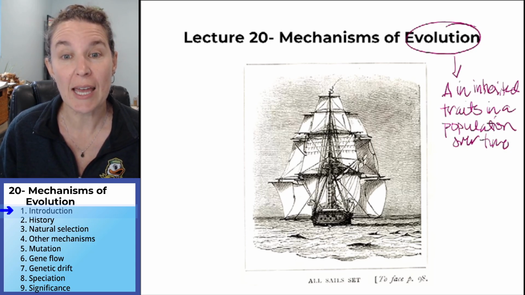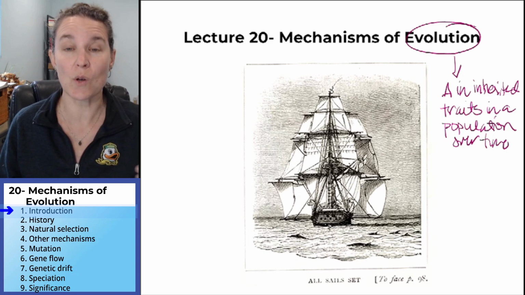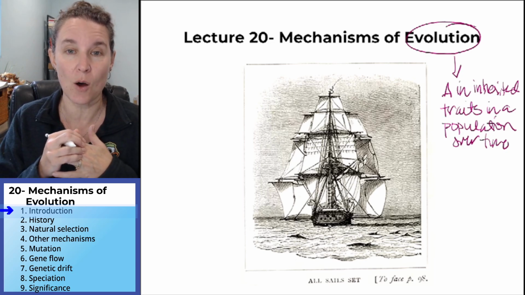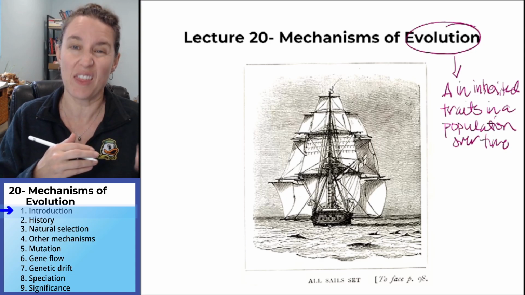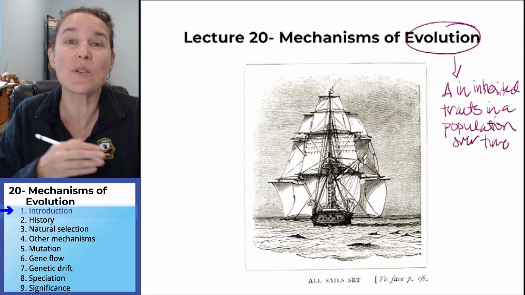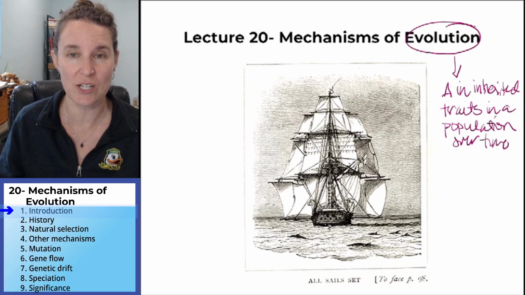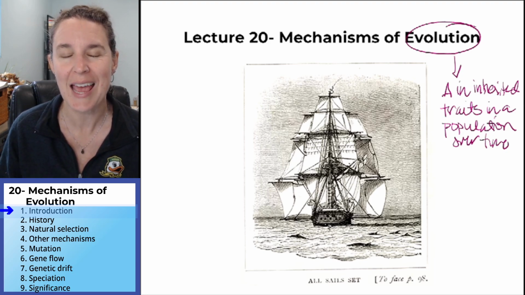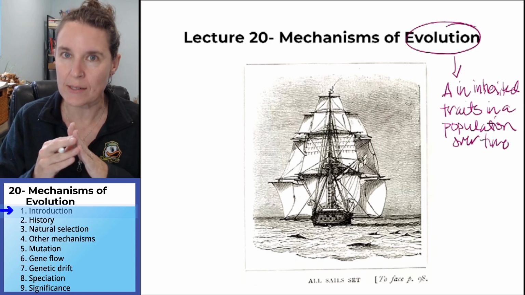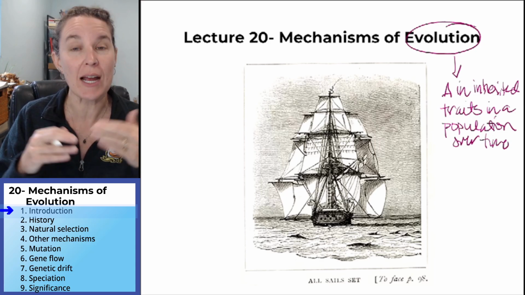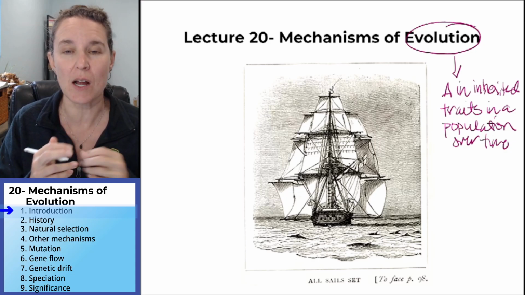And then we're going to look at the how. So Darwin is the homeboy who came up with the how. How does change over generations happen in these populations? And he came up with one mechanism. There's actually three others that we're going to talk about.